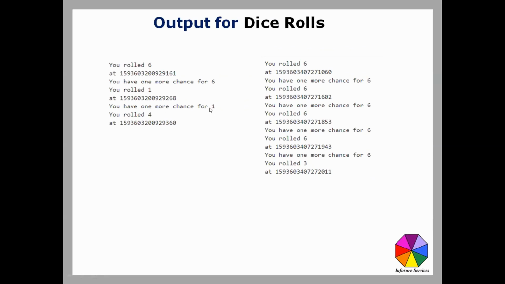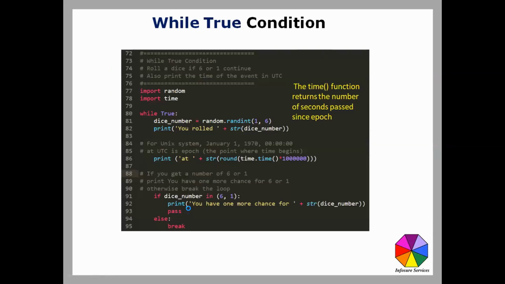Out here it rolled 6 once at that time. At that time, you rolled a 1 and you have one more chance. Again, we rolled 4 at this time and the program exited. So 1, 2 runs of the while True loop, and then by the third time it encountered 4 and we gave a break. If it is 4, it takes this else part and takes a break and comes out. So that's all wrapped under while True.